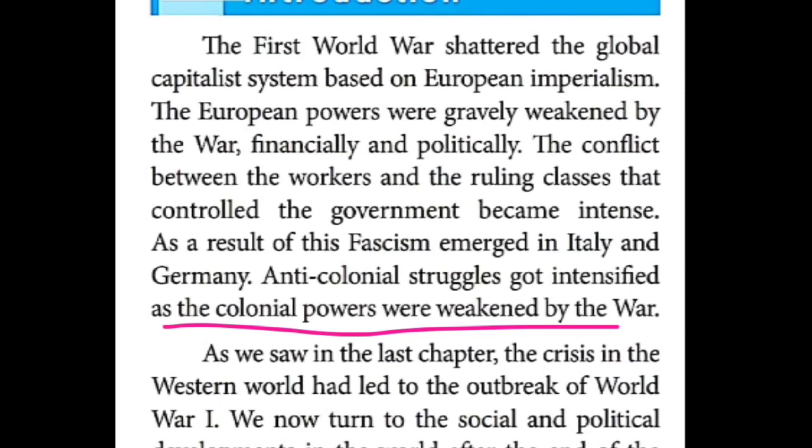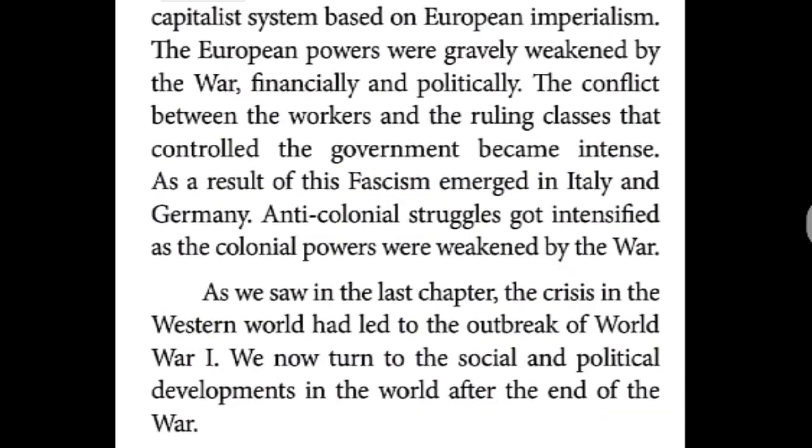And I said immediate causes. I told that the Austrian Crown Prince was murdered by a Serbian lad. Now in this lesson, what are the things we are going to learn? The social as well as political developments in the world after the end of the World War. What are the social developments? What are the political developments? That only we are going to learn under this lesson.